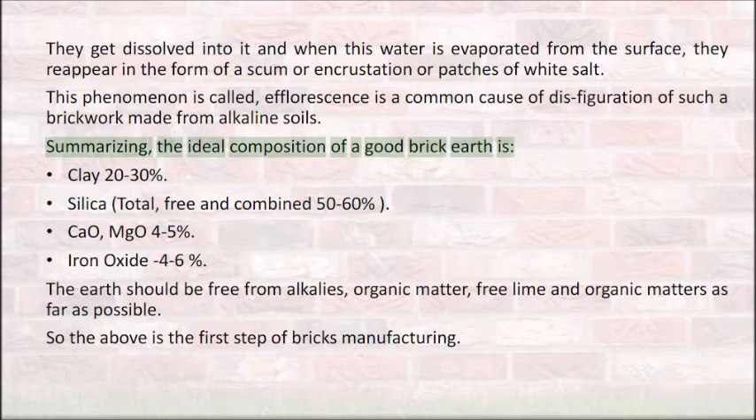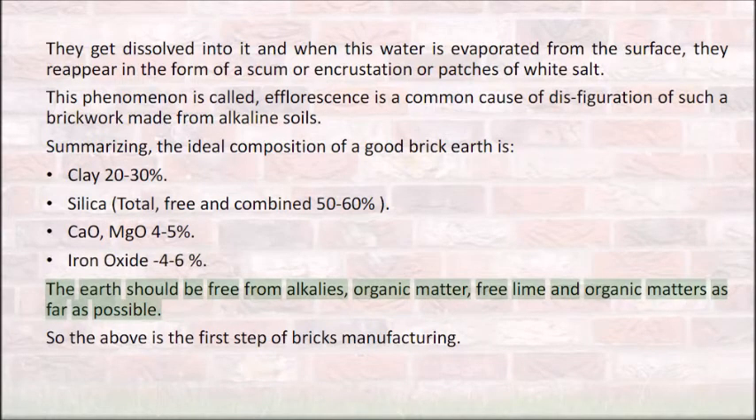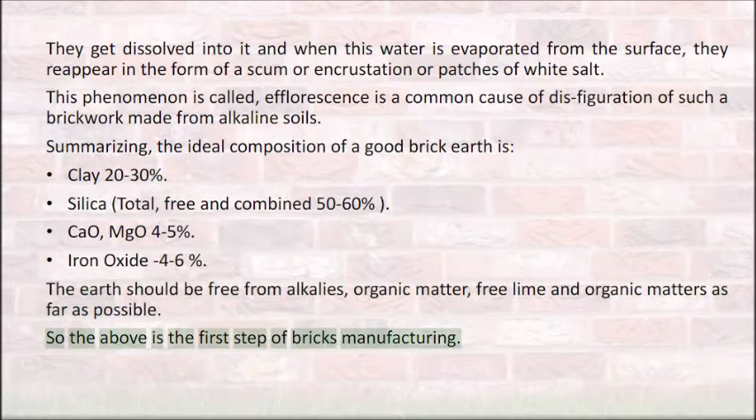Summarizing, the ideal composition of a good brick earth is: clay 20 to 30%, silica, total, free and combined, 50 to 60%, CaO and MgO 4 to 5%, iron oxide 4 to 6%. The earth should be free from alkalis, organic matter, and free lime as far as possible. So the above is the first step of brick manufacturing.